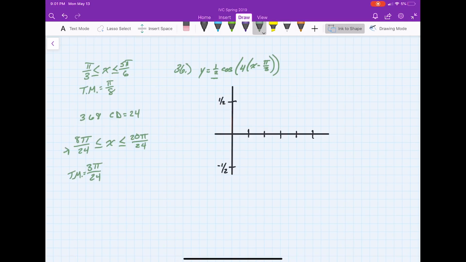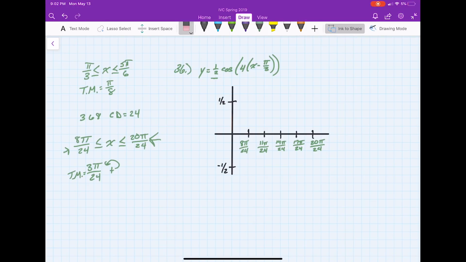Well, if you're going to label your own graph, you can do 8 pi over 24 because that's where we start. Add 3 pi over 24 for our next tick mark. So basically, I'm just going to add this. So that's 11 pi over 24. And then that's going to be 14 pi over 24. And of course, this means this will be 17 pi over 24. And then this last one is going to be 20 pi over 24, which is great. That means we did our math all correctly because we ended up with the same end point.